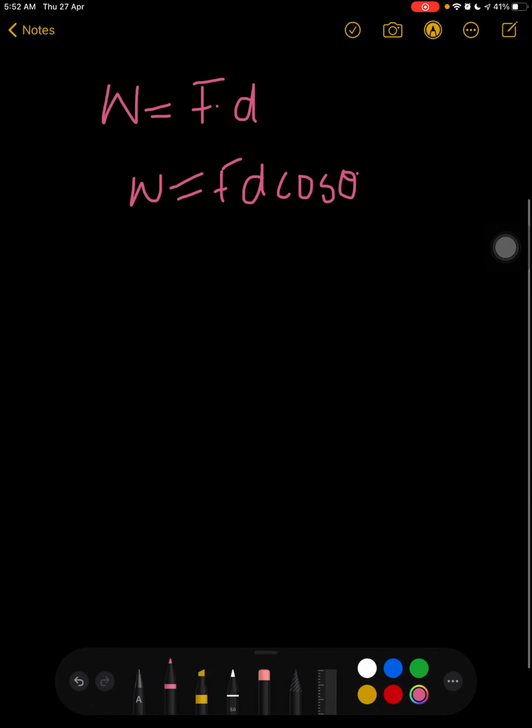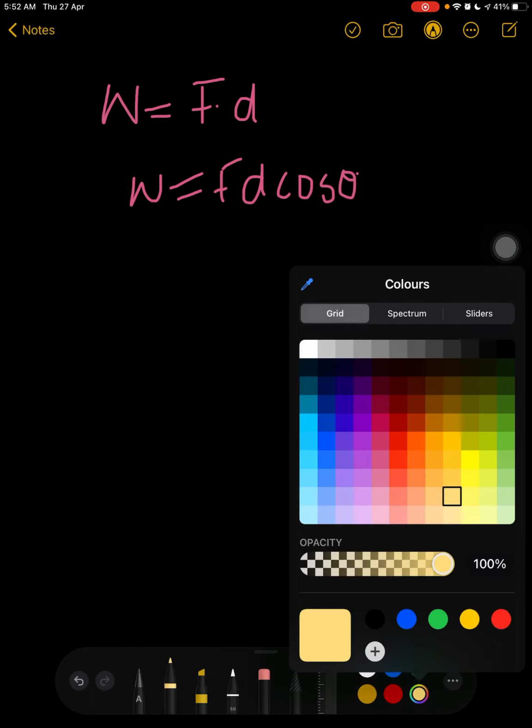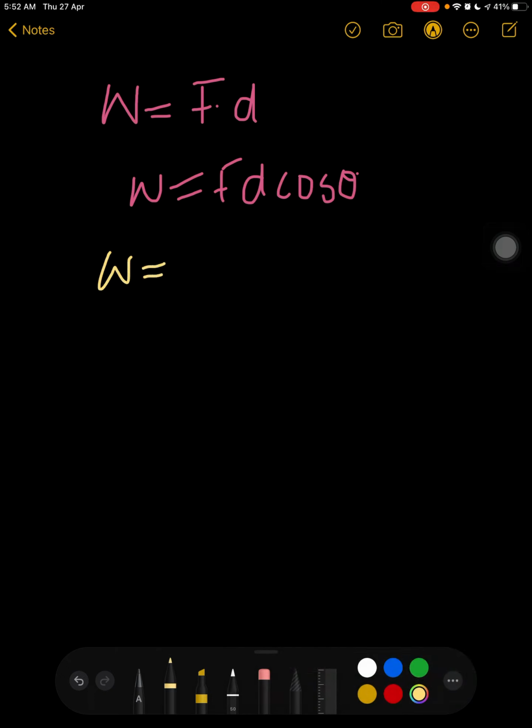Now let's look into the unit of this work. Basically, we know the unit of force is Newton and the unit of displacement is meter. So the unit of work is Newton meter, which is denoted by a new unit known as joule, right? Even though energy has the same unit as well, which is the joule. Now let's talk about what is the difference between work and energy, if they both have the same unit and same dimension.